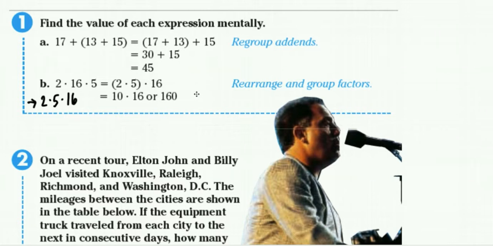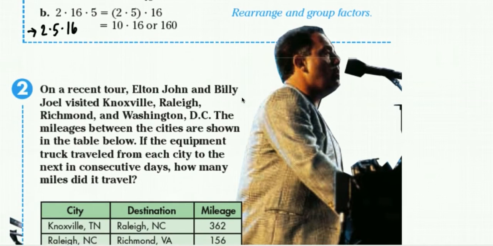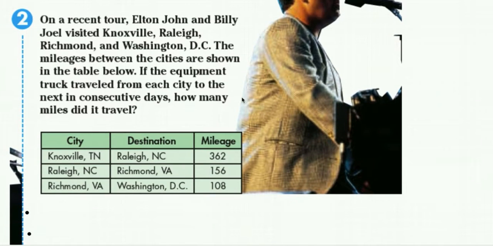And that's how we use the properties in our head to be able to solve expressions mentally. Example number 2. On a recent tour, Elton John and Billy Joel visited Knoxville, Raleigh, Richmond, and Washington, D.C. The mileages between the cities are shown in the table below. If the equipment truck traveled from each city to the next in consecutive days, how many miles did it travel?